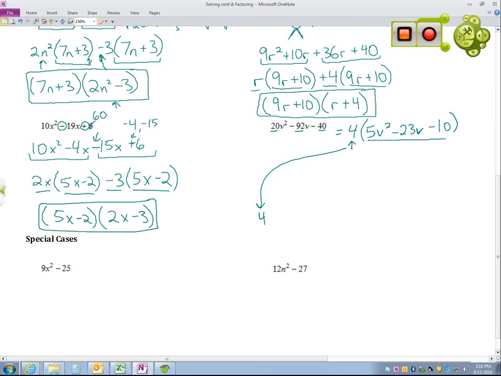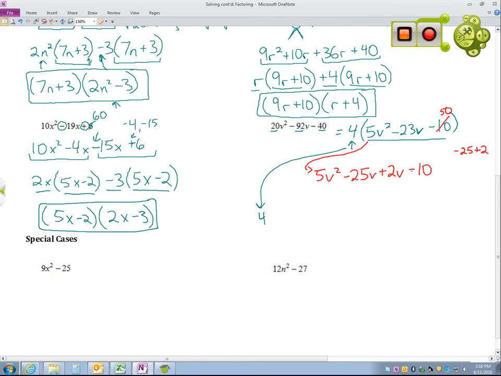Okay, so looking at this, I need a new product. All right, let's switch. Okay, new product, 5 times 10 is going to be 50. Okay, and then we want a product of negative 50 and a sum of negative 23. So that looks like it's going to be negative 25 and positive 2. Okay, so splitting this, I'm going to move over a little bit here so I don't run out of room. This is now going to be 5v squared minus 25v plus 2v and then minus 10.